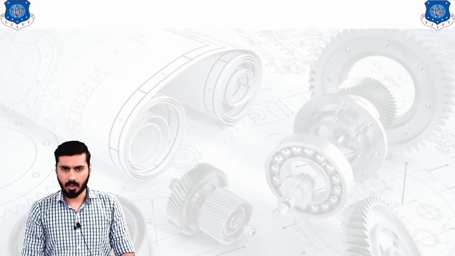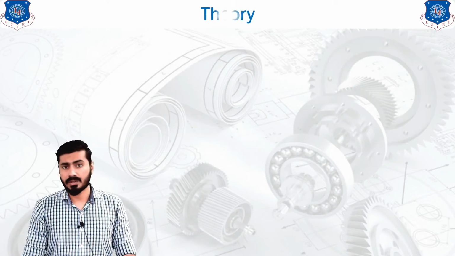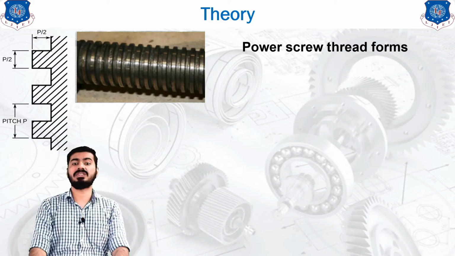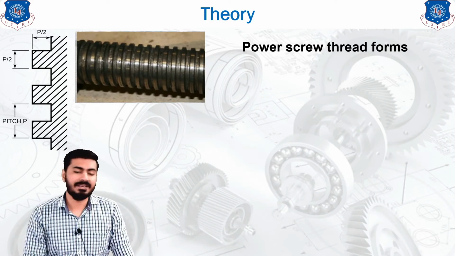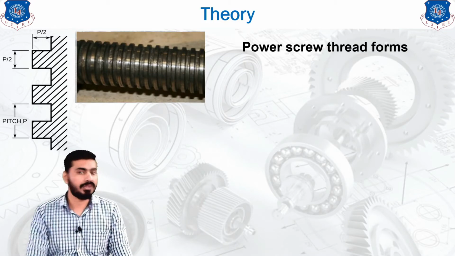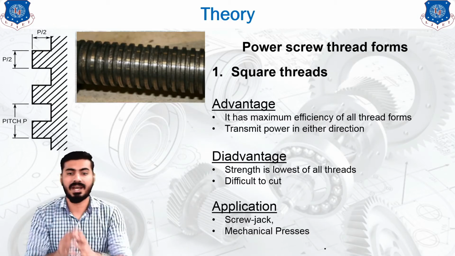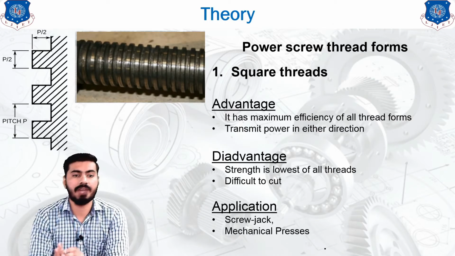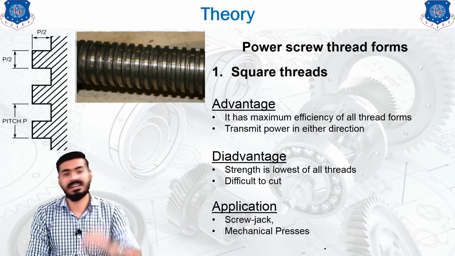Okay, so this was all about the terminology that you need to understand before starting the theories. Now we will understand the power screw thread forms. What are the different types of forms which can be utilized in the case of the power screw? So the first one is the square thread, and the diagram of the square thread is represented on your screen, where you will find a cross section of the thread as a square.